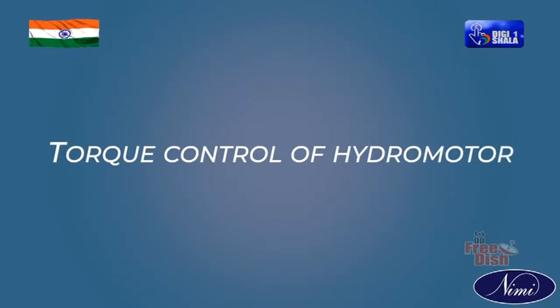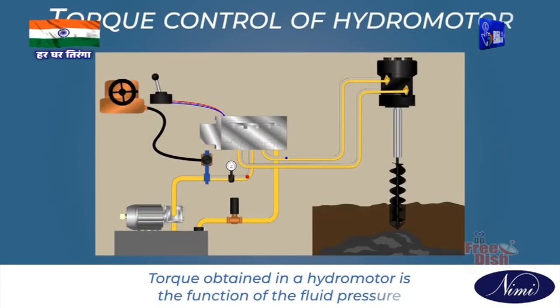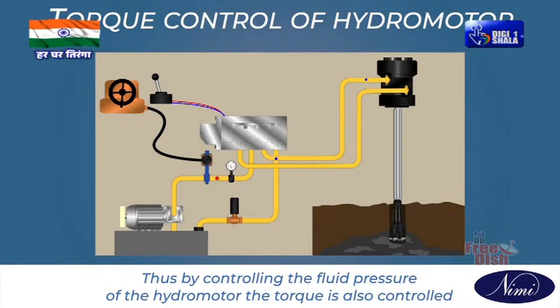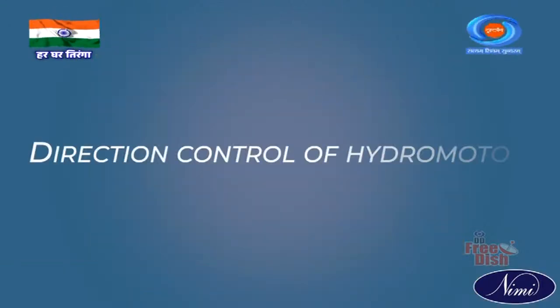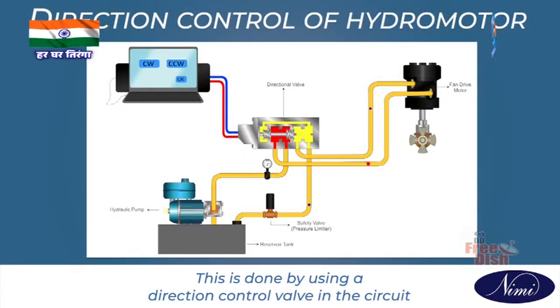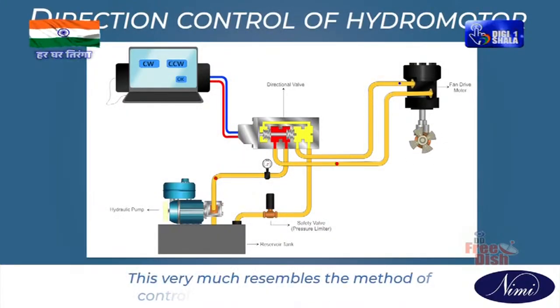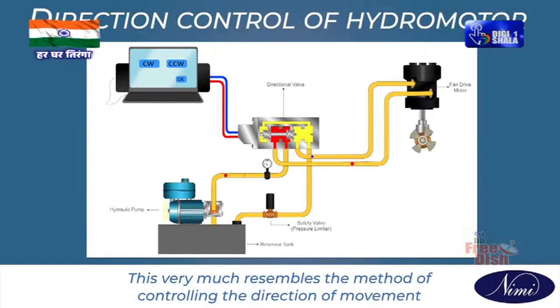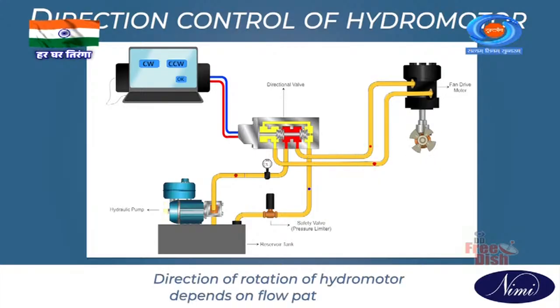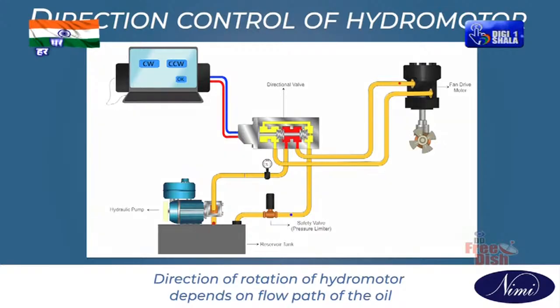Torque control of hydromotor. Torque obtained in a hydromotor is a function of the fluid pressure. Thus, by controlling the fluid pressure of the hydromotor, the torque is also controlled. Direction control of hydromotor. This is done by using a direction control valve in the circuit. This very much resembles the method of controlling the direction of movement of a double-acting cylinder. Direction of rotation of hydromotor depends on the flow path of the oil.